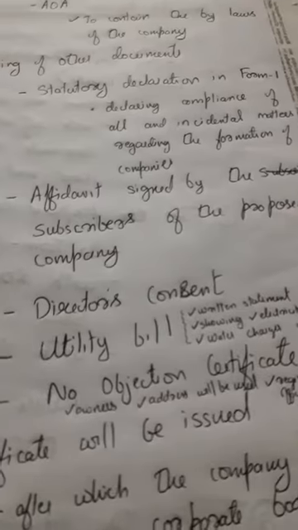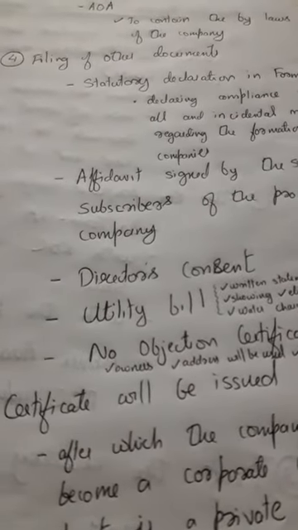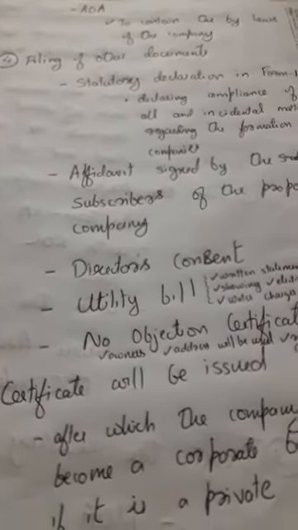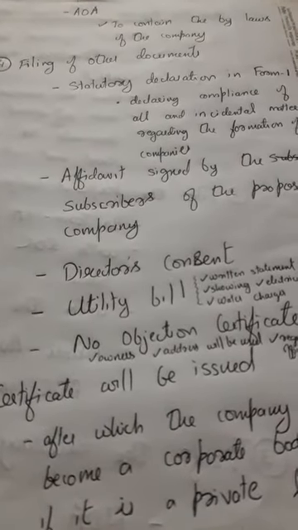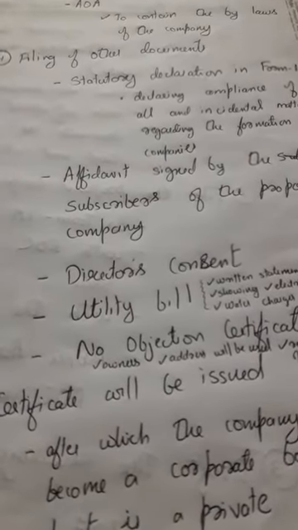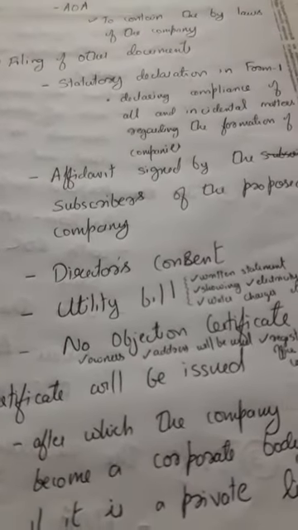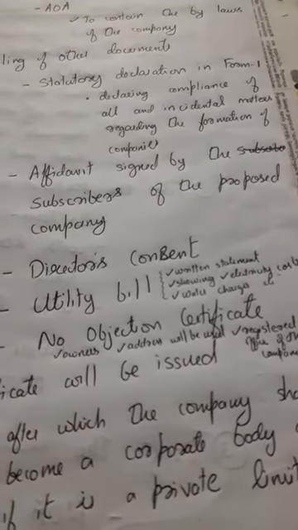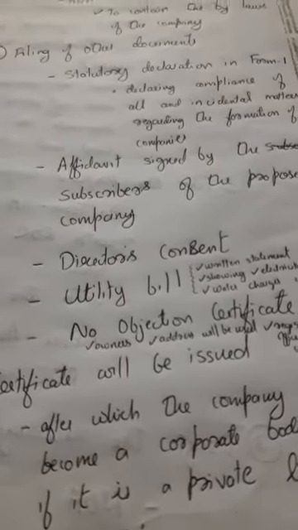Next, an affidavit signed by the subscribers of the proposed company must also be filed. This is also included in the other documents. Then the director's consent, to act as a director for the producer company, must also be filed with the Registrar. Then a utility bill, a written statement showing the electricity cost, water charges, etc., should also be presented to the Registrar.